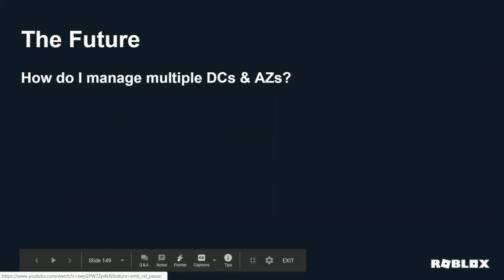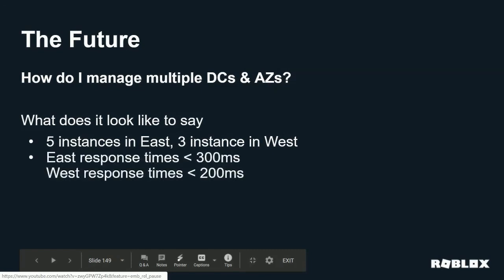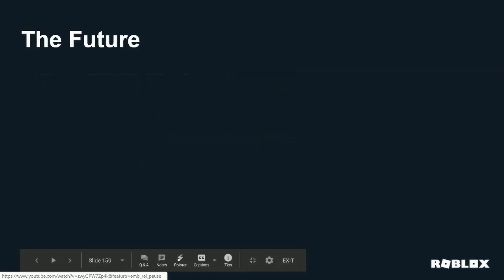Another thing we're talking about is multiple data centers and availability zones, right? What does it look like to say that I've got different numbers of instances in the east and the west zone, but also that they have different response times, right? Because we don't even necessarily expect them to all behave exactly the same. And again, we get to contracts, right? How do you build a contract that lets you manage that?